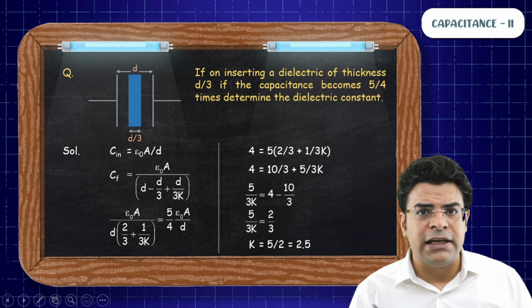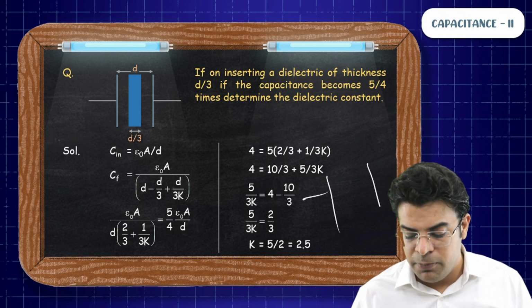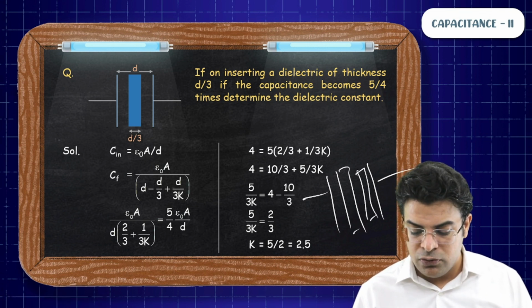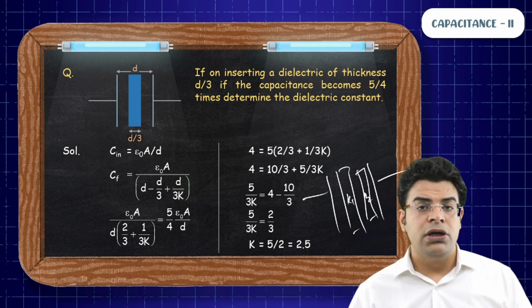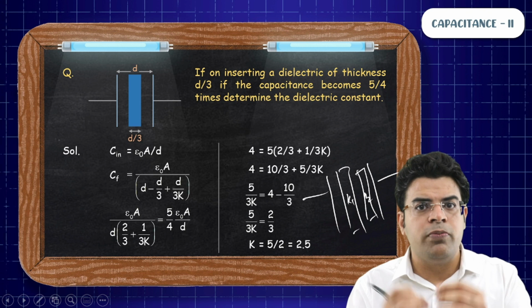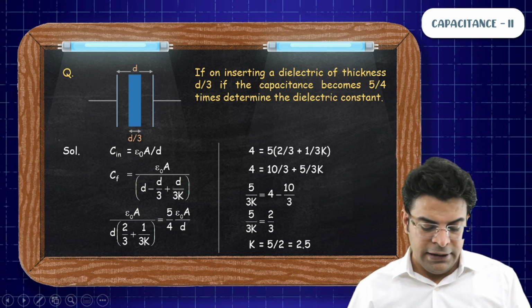So this is one example based on the formula I have just taught you. If you have got a parallel plate capacitor with multiple plates of thickness T1, T2, dielectric constant K1, K2, then the capacitance comes out to be epsilon naught A upon D minus T1 minus T2 plus T1 by K1 plus T2 by K2 and so on. So let's see the next example.